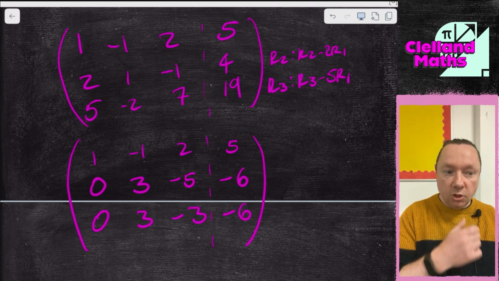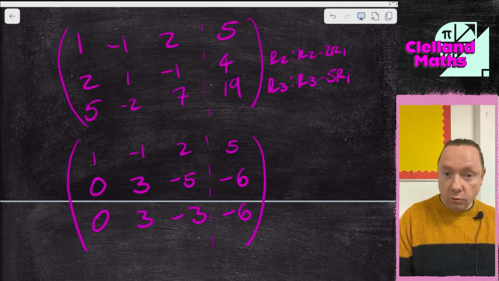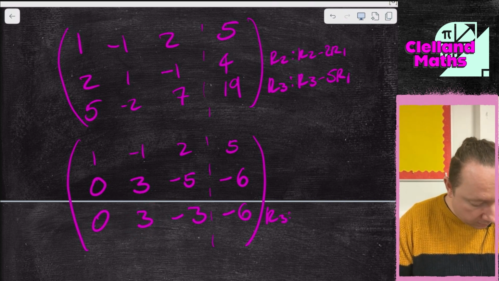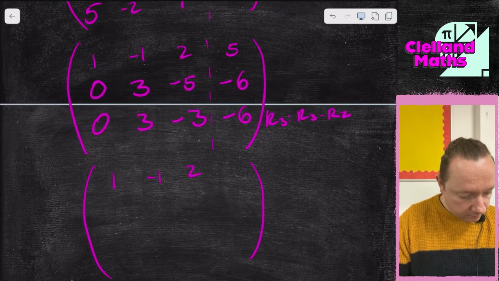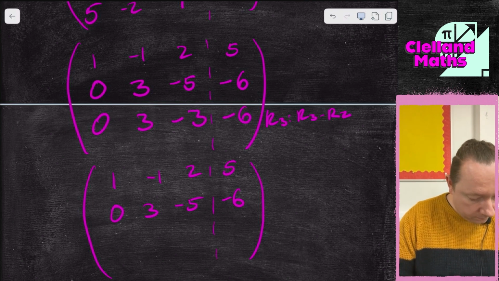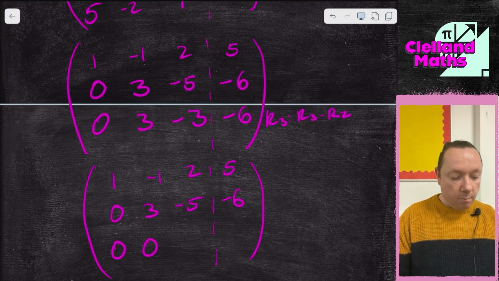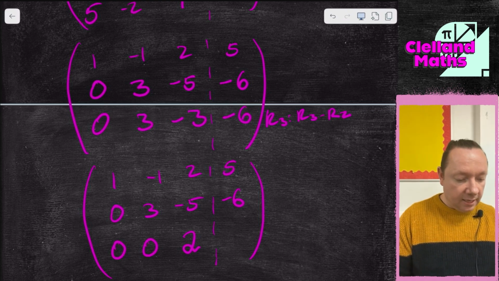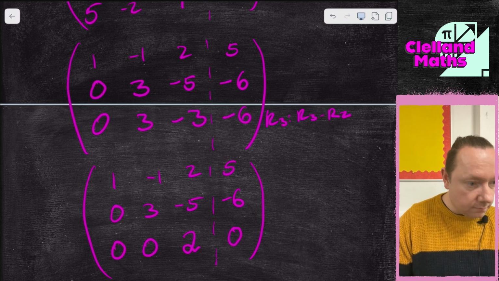So we then want to make sure that we get the zeros here, only using rows 2 and 3. So row 3 is going to become row 3 minus row 2. So fixed and fixed. And then we've got 0. 3 minus 3 is 0. Minus 3 minus minus 5, so minus 3 add 5 is 2. And minus 6 minus minus 6, minus 6 add 6, is 0 again. So then we can solve.